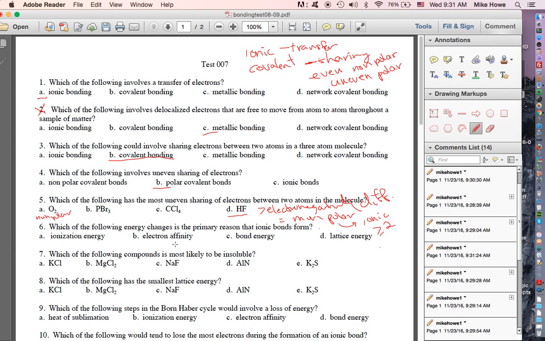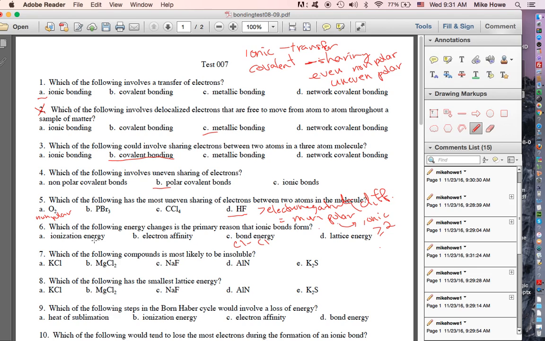Okay, which one of the following energy changes is the primary reason ionic bonds form? Well, all these energies are associated with forming ionic bonds in most cases. Sometimes bond energy is not involved because bond energy requires breaking a bond, like between Cl and Cl. Not every chemical reaction starts with molecules, so you may not always use bond energy.